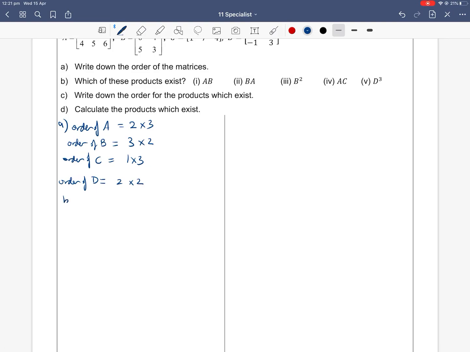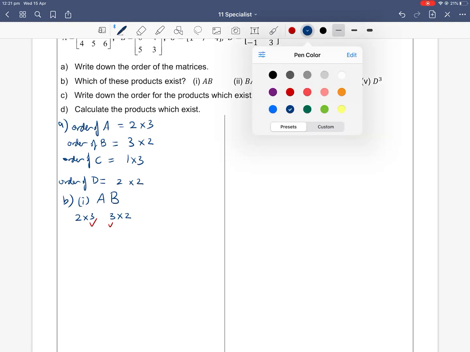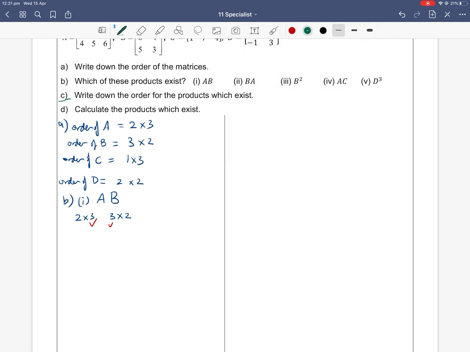Part B, which of these products exist? Okay, so part 1, A times B. Well, let's check the dimensions. So A is a 2 by 3, B is a 3 by 2. Do the inside numbers match up? Yes. And we may as well do part C as well while we're at it. Part C is talking about writing down the order for the products which do exist. So the resulting matrix should be a 2 by 2 matrix because it's the outside numbers there.